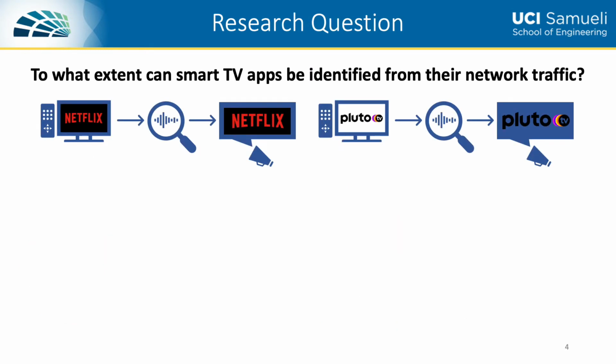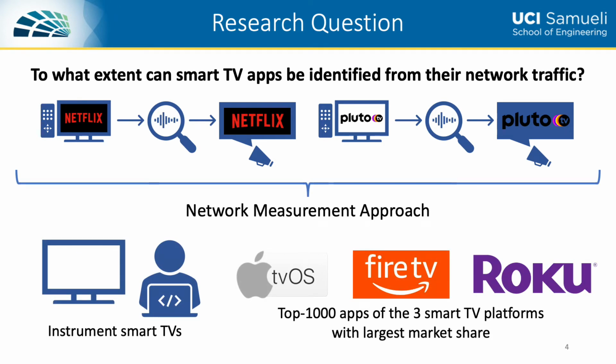Thus, the research question we set out to answer in this study is: to what extent can smart TV apps be identified from their network traffic? To answer this question, we take a network measurement approach in which we instrument smart TVs to repeatedly launch the top 1,000 apps of the three most popular smart TV platforms, namely Apple TV, Amazon's Fire TV, and Roku, and we then analyze the traffic the apps generate for network fingerprints.